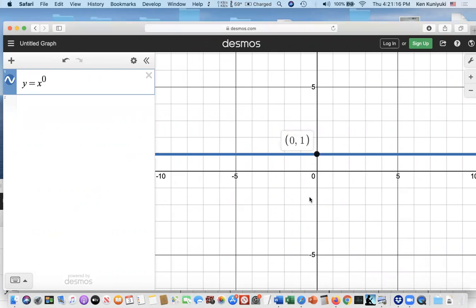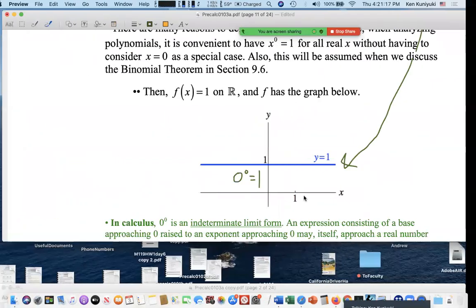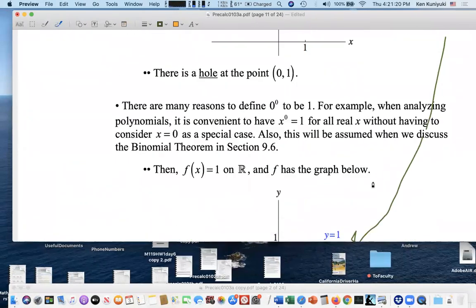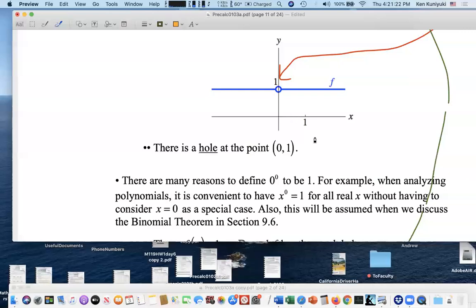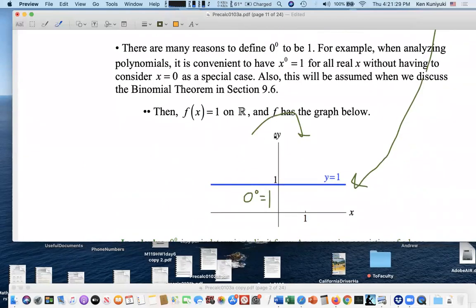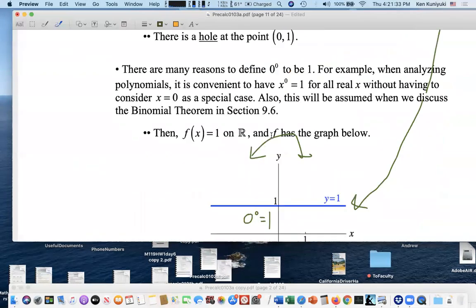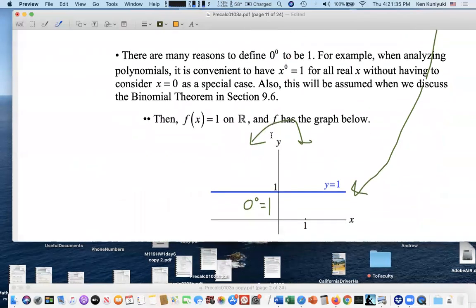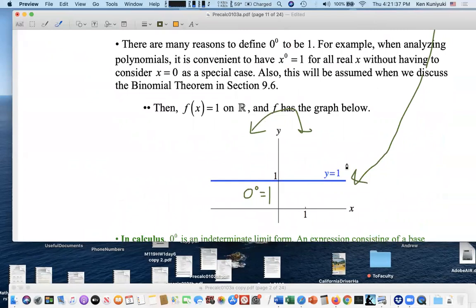Of course, on Desmos, you often deal with polynomials. In either case, though, whether there's a hole at (0, 1) or not, we have symmetry about the y-axis. And therefore, in either case, the x to the 0 function is an even function. It's basically a constant function. Remember, constant functions are even.